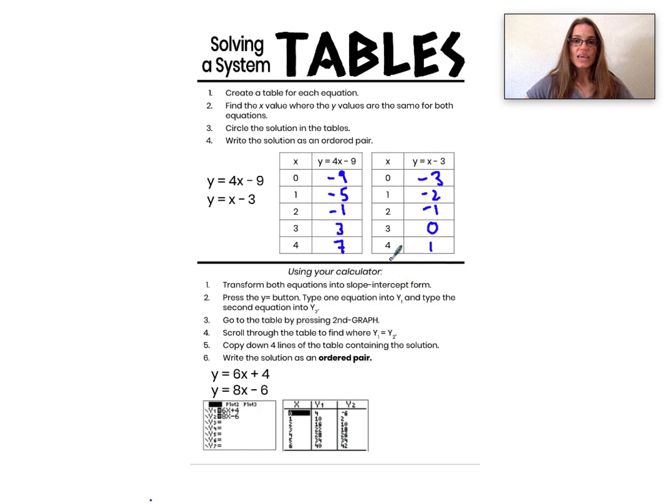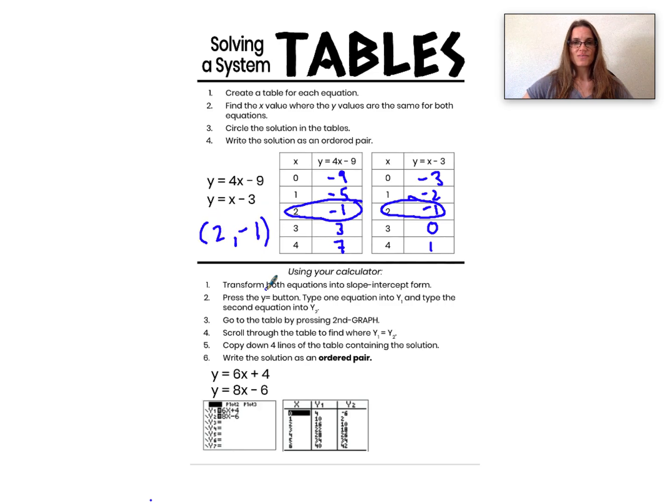Now that we have both tables, we need to find the ordered pair that exists in both of those tables. It's not 0, negative 9, 0, negative 3. Not 1, negative 5, 1, negative 2. 2, negative 1, 2, negative 1. There we go. There is our solution. Not 3, not 4.